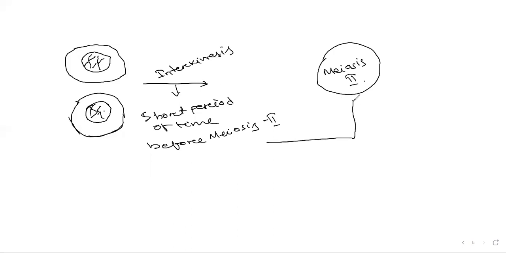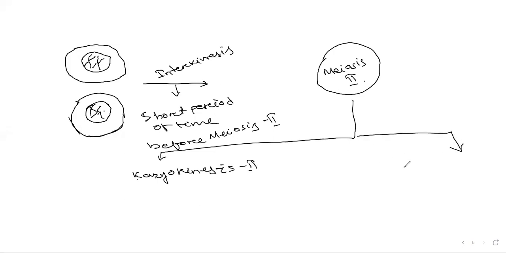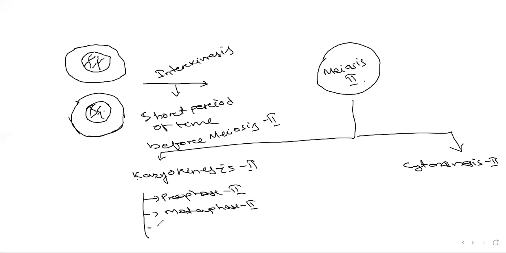And as you know, meiosis 2 is divided into karyokinesis 2 and cytokinesis 2. Okay, and the karyokinesis 2 is again divided into your prophase 2, your metaphase 2, anaphase 2, and your telophase 2.